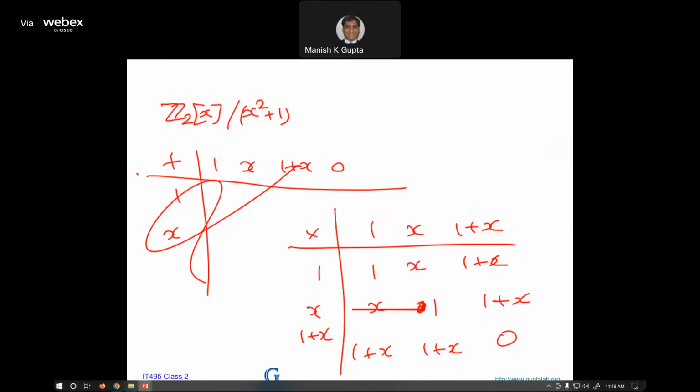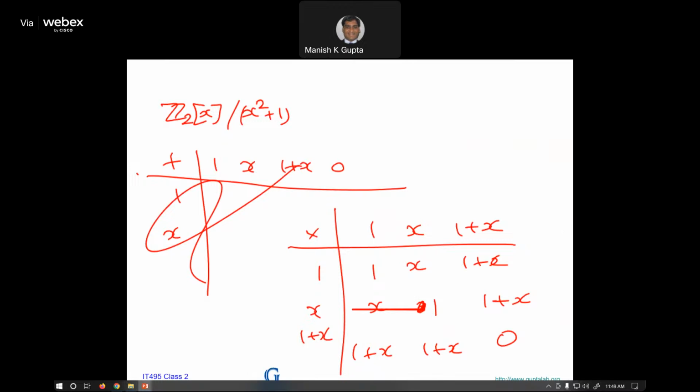So 1 plus x into 1 plus x is 1 plus x square. Basically, it is 1 plus x whole square, which is 1 plus x square plus 2x. 2x is 0, so you are getting 1 plus x square, right? And 1 plus x square, because x square plus 1 is equal to 0, you are getting 0. So basically, the overall structure is a ring. You can see that there is the element 1 plus x. So 1 plus x into 1 plus x is equal to 0, although 1 plus x is non-zero, right? This happens in the ring. In case of a field, this will never happen.